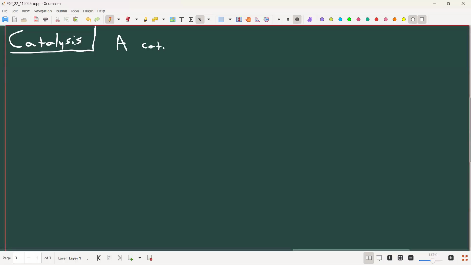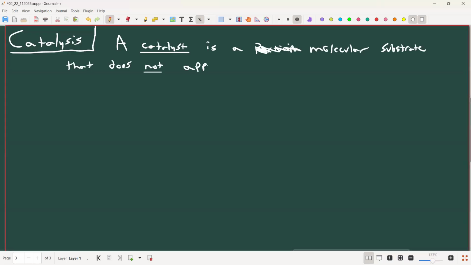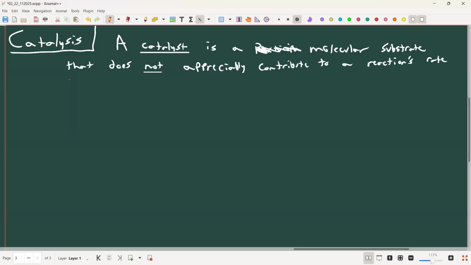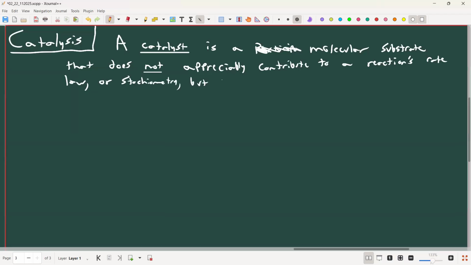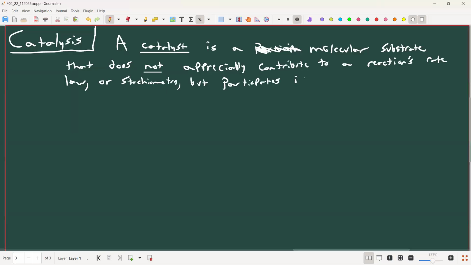And again, whatever word you might have for a catalyst is probably correct. A catalyst is a participating molecular substrate that does not appreciably contribute to a reaction's rate law or stoichiometry, but participates in a reaction by lowering its activation energy.